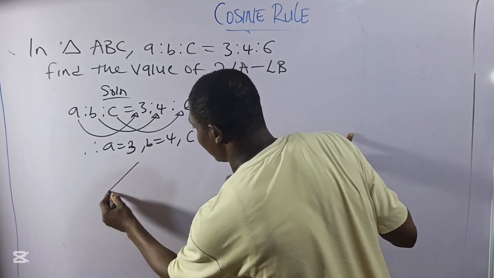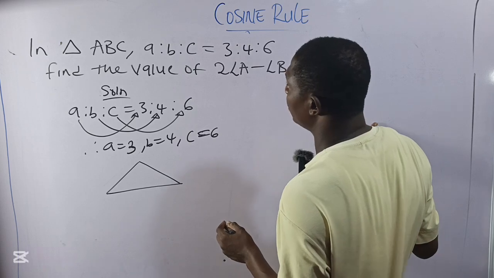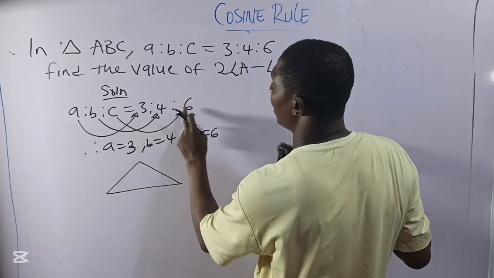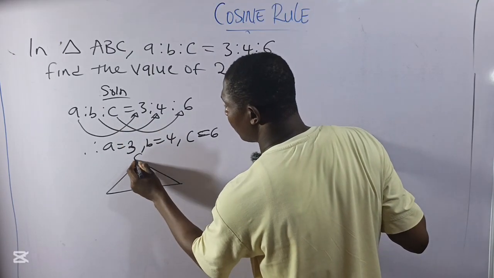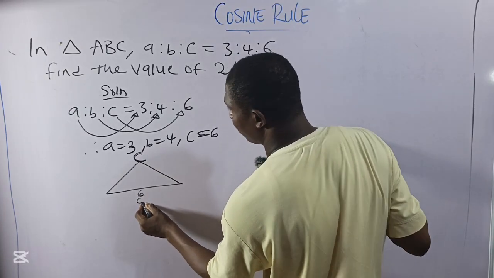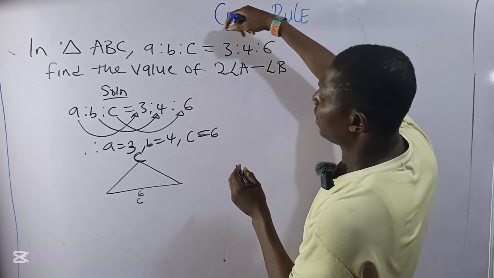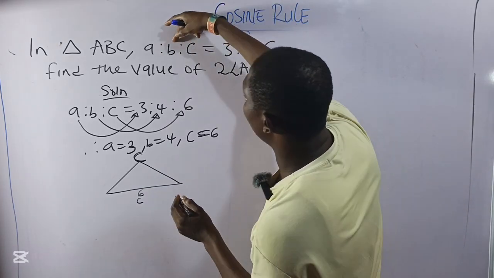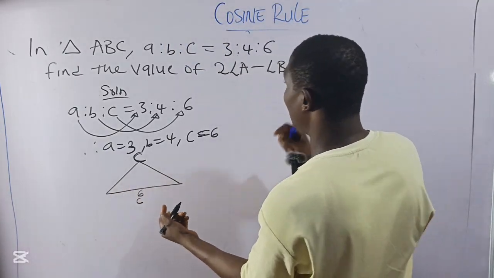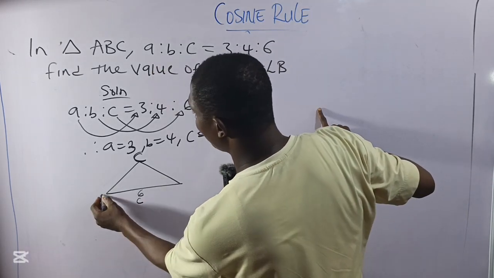So let's try to get the triangle. This is the triangle, and you can see that small letter c has the biggest side. So if I have capital C here, then this can be small c, and I'll put 6 as small letter c. 3 and 4 can be anywhere for A and B, since we can't really define it using the size of the angle. But we know that angle B is bigger than angle A.